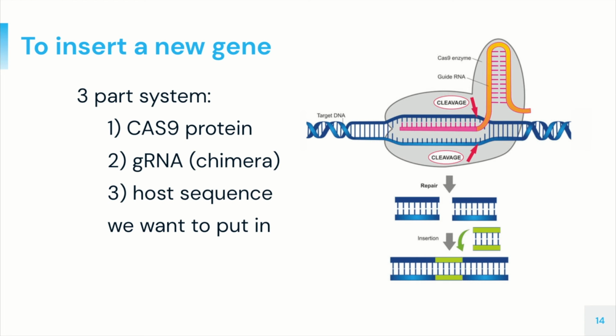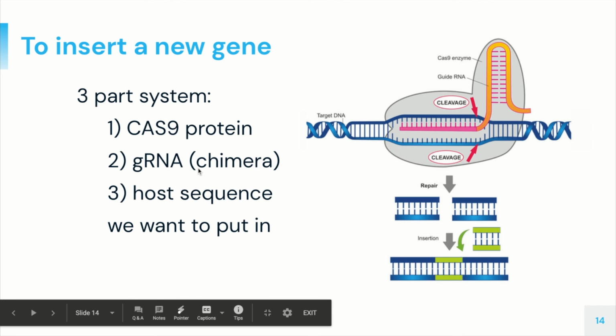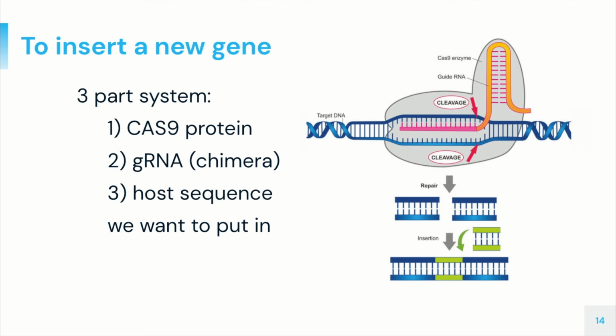To insert a gene, there is a three-part system: the Cas9 protein, the guide RNA, and the host sequence that we want to put in. It's the same process as breaking the DNA, but instead of letting the cell repair the break, we insert the DNA that we want.